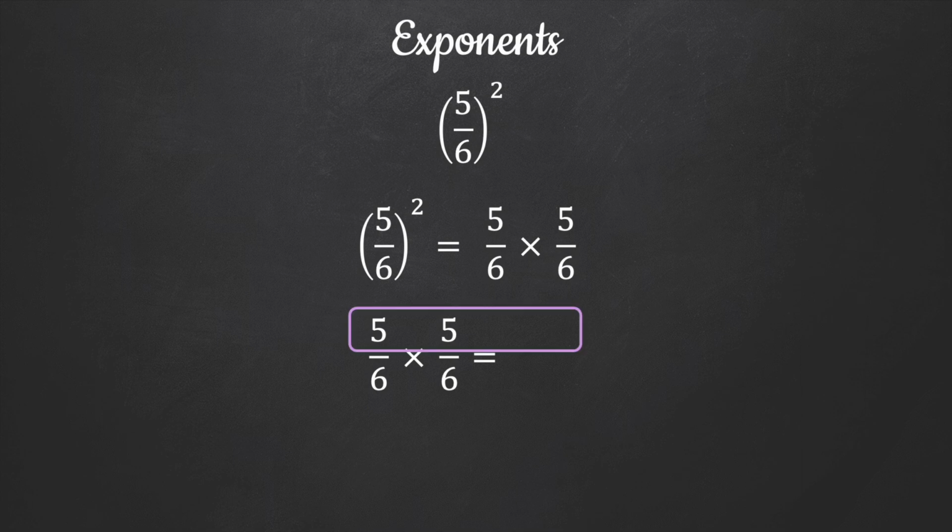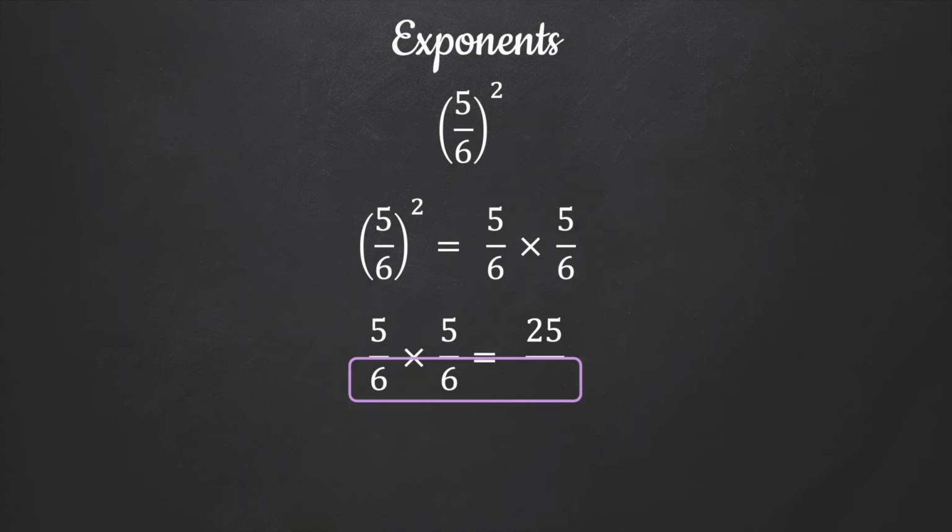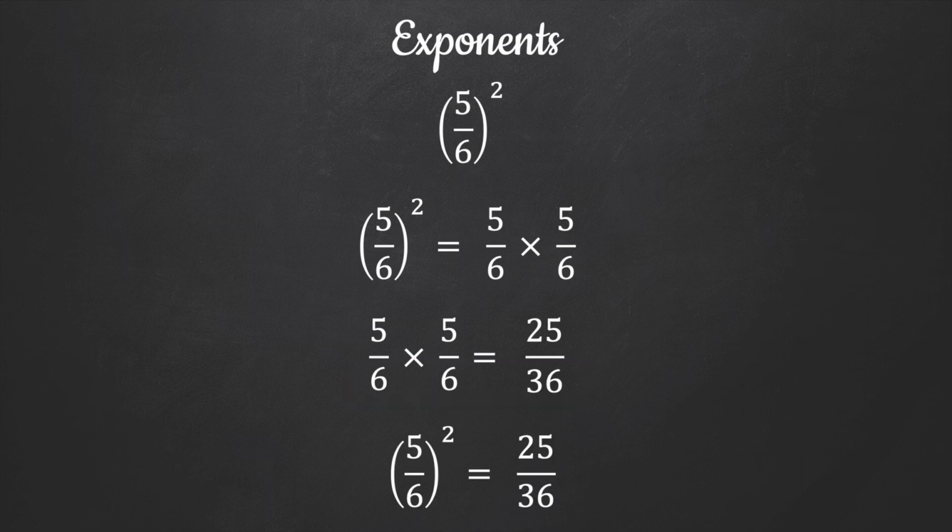So if we multiply our numerators, 5 times 5 is equal to 25. And if we multiply our denominators, 6 times 6 is equal to 36. So that means that 5 over 6 squared is equal to 25 over 36.